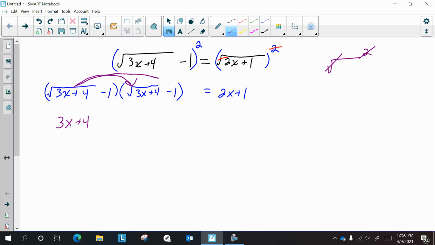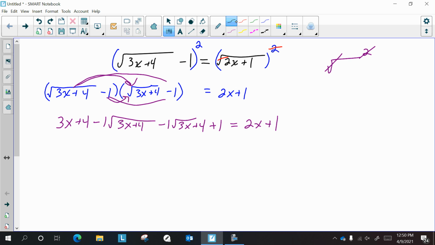We're going to distribute that square root times minus 1, so that'll give us minus 1 times the radical. Then we're going to distribute this minus 1, so minus 1 times the radical. And minus 1 times minus 1, which will be plus 1. And then we bring the other side down.